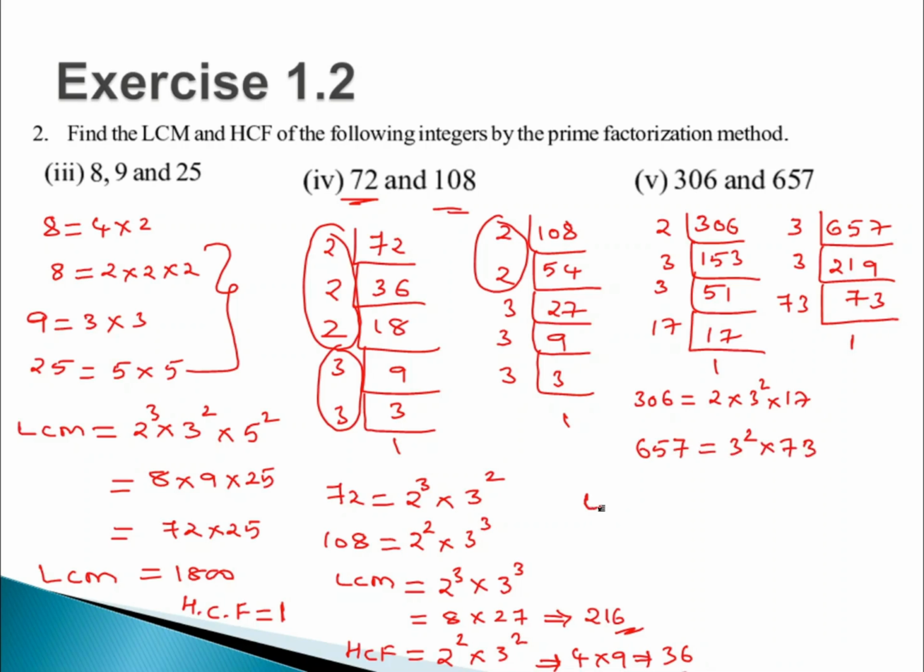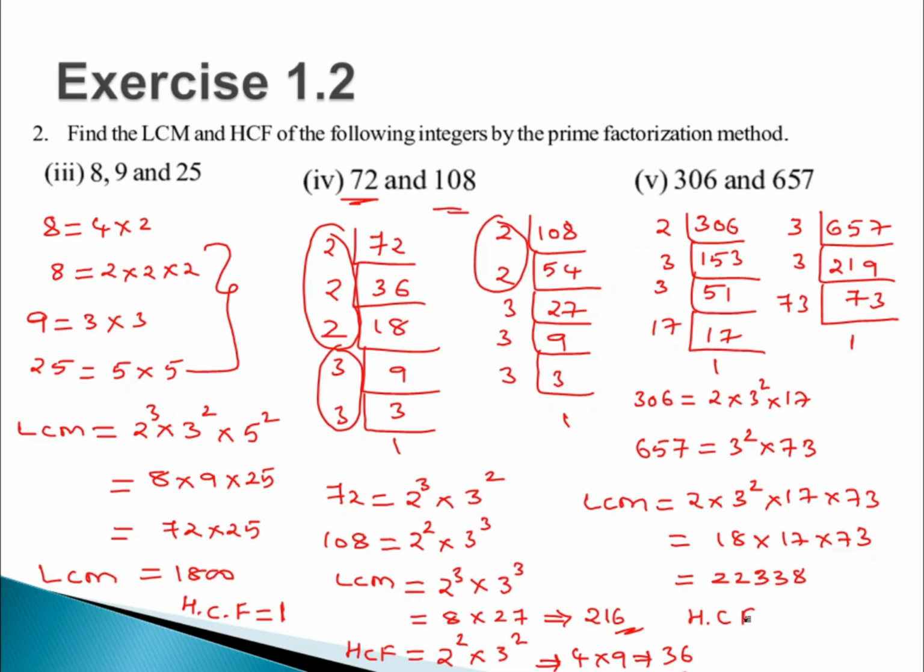Okay. So let me find the LCM now. How do I find the LCM? I need to write 2 into 3 square, which is repeating, 17 into 73. So this is 2 into 9, which is 18, 18 into 17, 17 into 73. Now if you do all this, you will get the answer. Okay. This would be your answer.